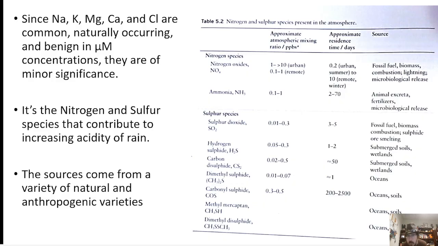Dimethyl sulfide coming from the oceans. Can't really control these. Carbonyl sulfide, oceans and soils. Methyl mercaptan, oceans and soils. Dimethyl disulfide, can't really control these guys too much. It's coming from natural processes. So what we can control is the amount that's coming from our fossil fuels and biomass.